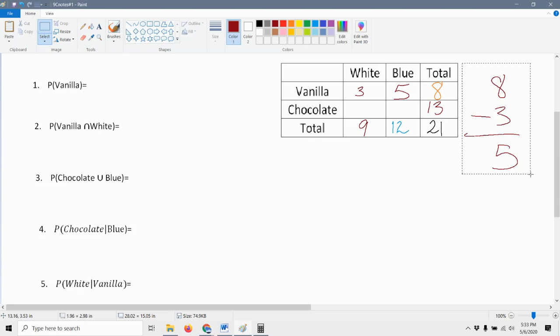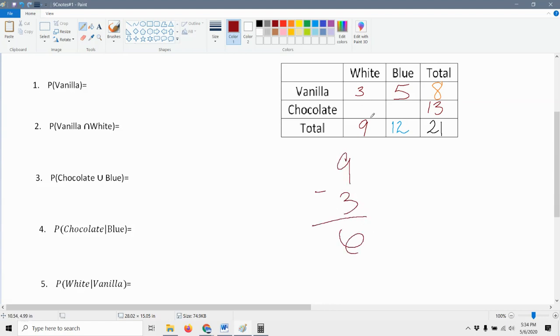Which one should we do next? Well, again, we're always looking for something where we just have one piece missing. And that's what's going on now for both of these remaining spots. We have totals for both of those columns. We're missing a piece, so we're just going to subtract. And we can fill in the missing part.